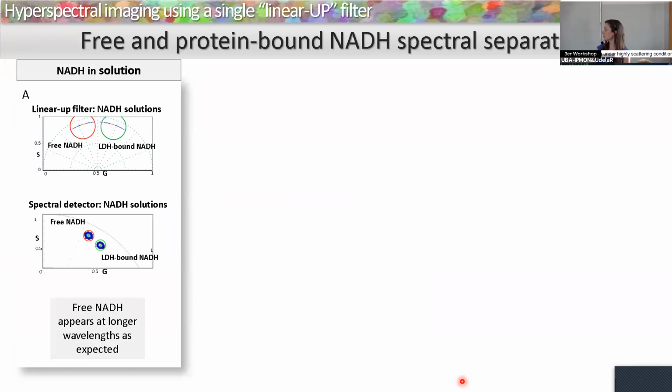So first we tested solutions of free NADH and NADH bound to the LDH enzyme. As you can see here, with our linear method, we see them in different positions on the phasor plot. Also, the free NADH appears at longer wavelengths, as has been previously reported, as expected. We compared that result with the spectral detector of the 880 microscope, and we could see the same: free NADH appears at longer wavelengths, and we could separate them.